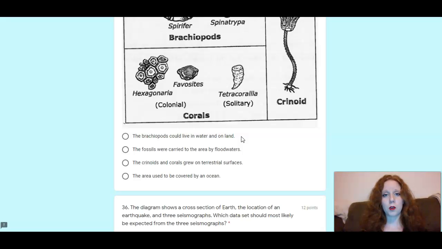It straight up told you they were marine. Marine again meaning ocean. Terrestrial is a fancy word for saying land. Now I could be wrong, but to my knowledge, there are no land corals. And then your final answer choice. The area used to be covered by an ocean. Well, there you go. That is the one that is going to be your correct answer.